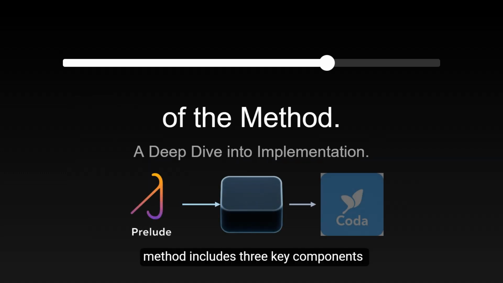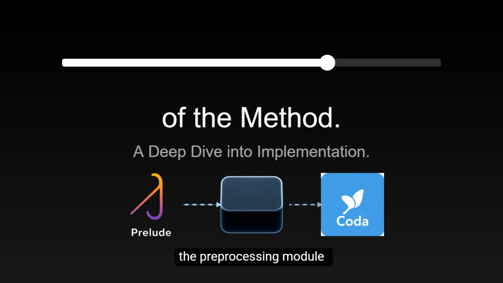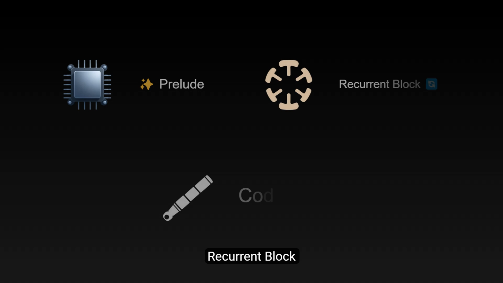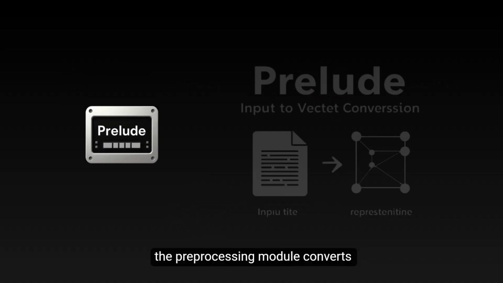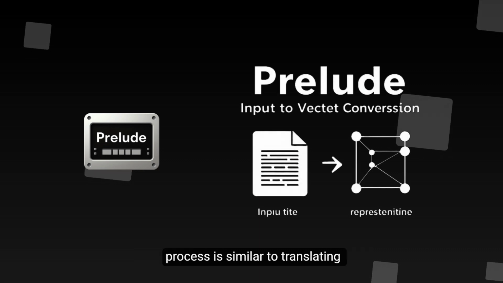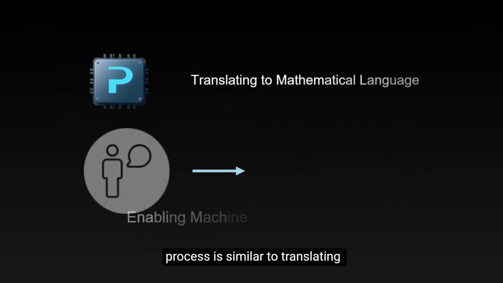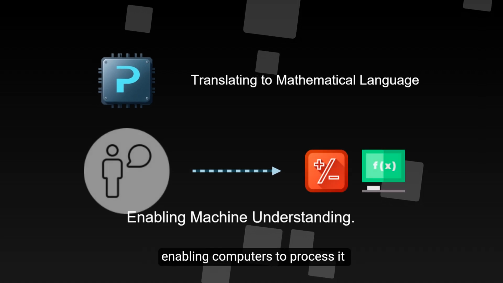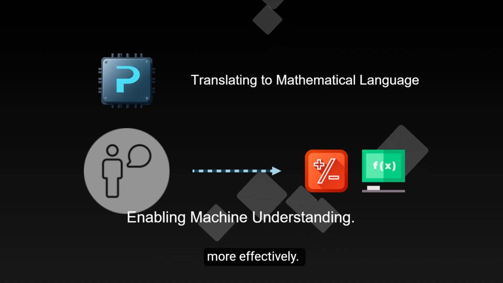The specific implementation of this method includes three key components: the preprocessing module, prelude; the recurrent module, recurrent block; and the decoding module, coda. First, the preprocessing module converts the input text into vector representations in the latent space. This process is similar to translating human language into a mathematical language, enabling computers to process it more effectively.